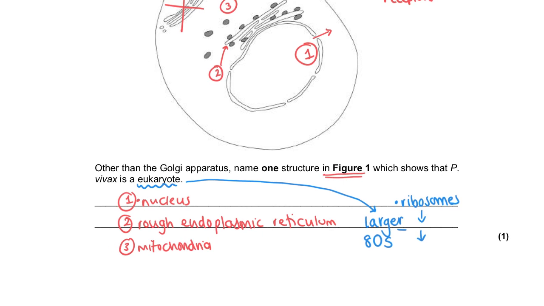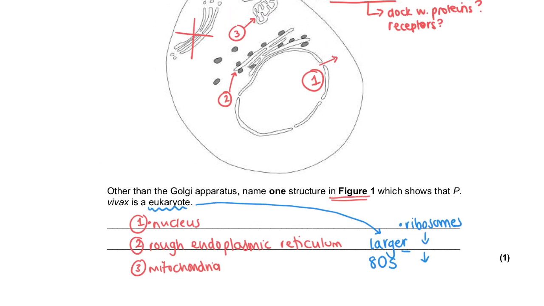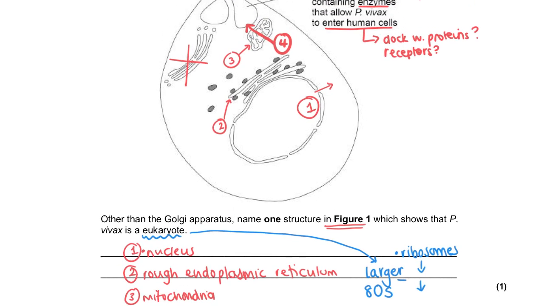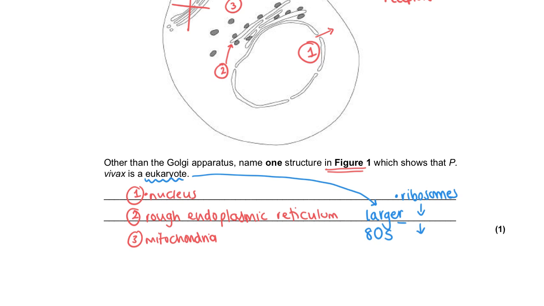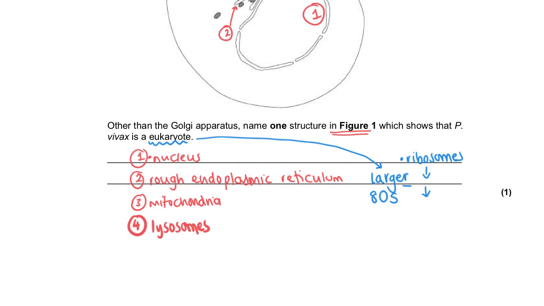The final option that you could have had is this last organelle that I've labelled 4 up in the top. It says in the question we've got structures containing enzymes that allow P. vivax to enter human cells. Because of that, I'm going to presume that those organelles that have the enzymes in them are lysosomes. If you've written lysosomes, absolutely fine, but you would have also been allowed to say vesicles for the same mark. So you can't have both lysosomes and vesicles. Notice as well that it only wanted one, so if you write more than one, you're just wasting your time here.